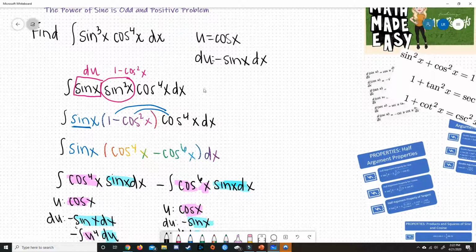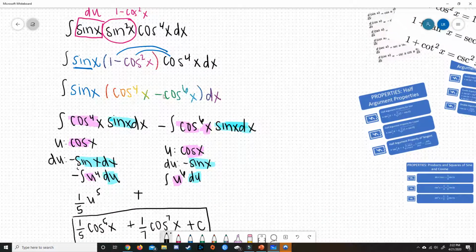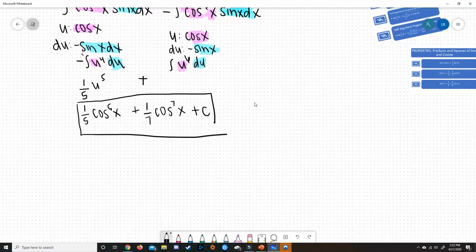Okay? Then, after I figured out my du, I was able to use a Pythagorean identity and get everything in terms of cosine. I did some crazy algebra here, and I split it into two integrals. Then I did u substitution, and I applied the power rule. And there is our equation.